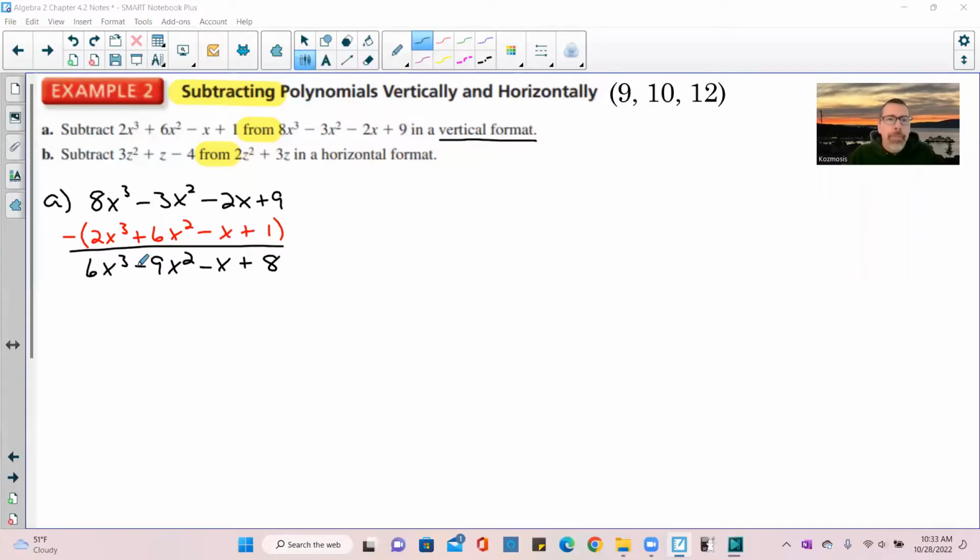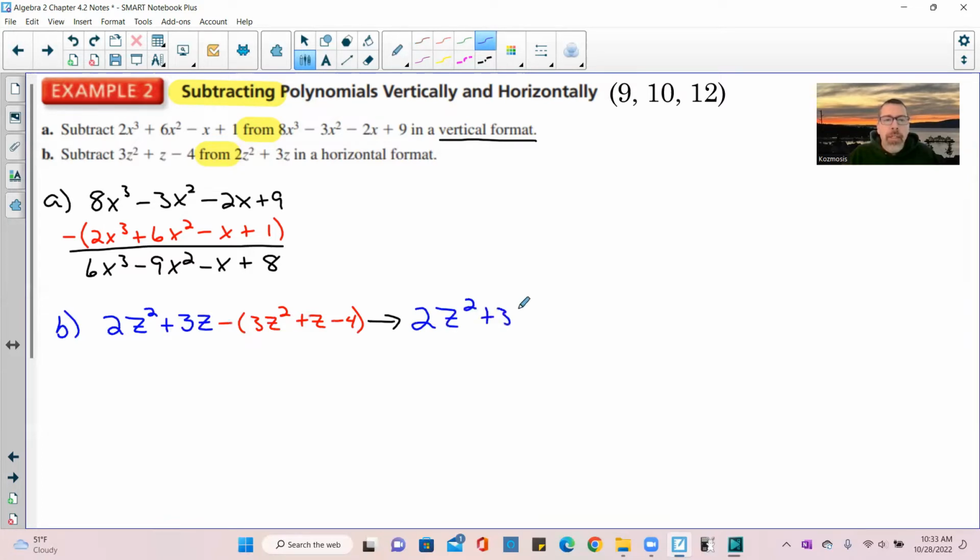Okay, so now let's do part B. Part B is subtract this from this. So I'm going to write 2z squared plus 3z, and I'm going to subtract 3z squared plus z minus 4. Okay, and I'm going to rewrite all of this. So the first term doesn't change. This is going to be 2z squared plus 3z.